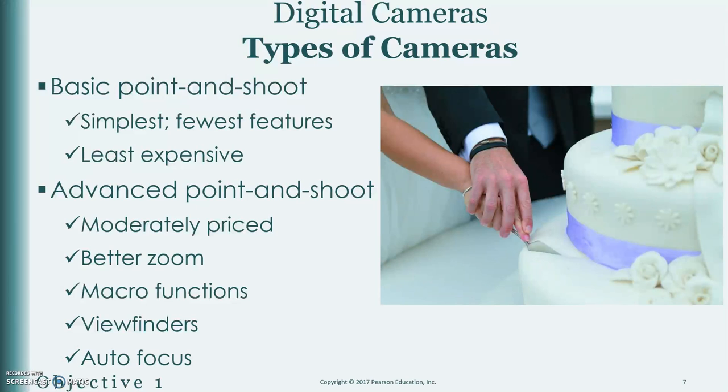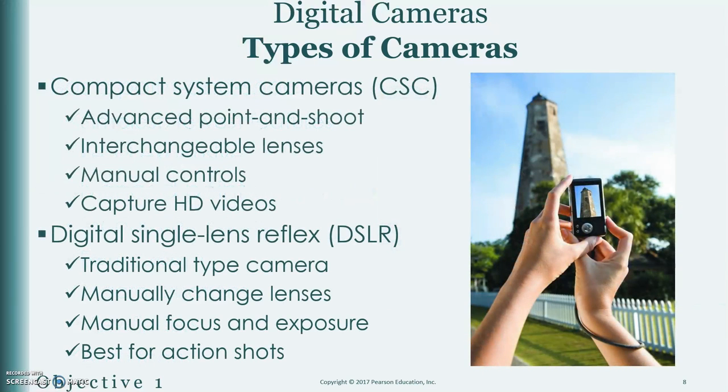So there's a lot of different types of digital cameras. Basic point-and-shoot cameras are the simplest and the least expensive. Advanced point-and-shoot cameras are moderate in price. They're also moderate in features and quality. But they have the features that we like, so like zoom, viewfinders, and sometimes special effects. Compact system cameras are advanced point-and-shoot cameras with interchangeable lenses and the ability to capture HD video.